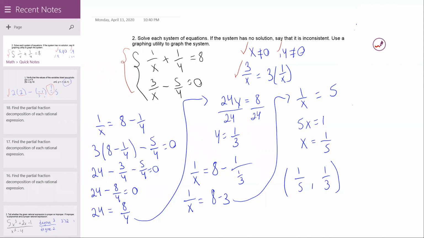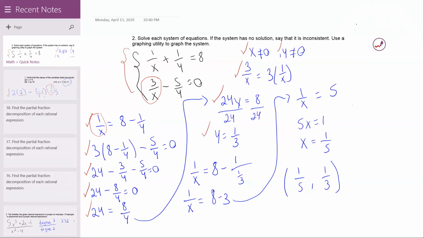So here's a little note I made, which is 3 over x is the same as 3 times 1 over x. So here I solved for 1 over x by subtracting the 1 over y, and then I plugged this value in here. So we have 3 times 8 minus 1 over y minus 5 over y equals 0. Then we just distribute. We get 24 minus 3 over y minus 5 over y equals 0. 24 equals 8 over y. And we get y equals 1/3.